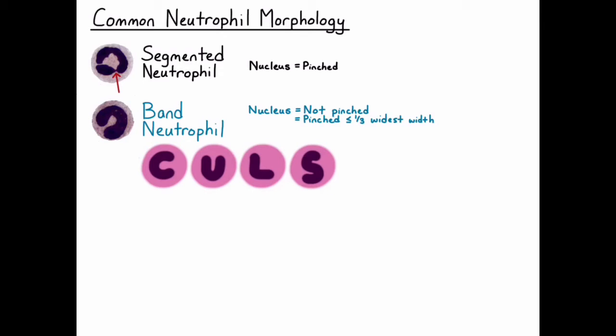So I have drawn 4 neutrophils, each with band-shaped nuclei, and you can see that the band-shaped nucleus can take on different morphologies, and you can relate them to the alphabet, so they can have a C, U, L, or S morphology. And when I talk about the widest width of the nucleus, I'm talking about this area here. So if we have a pinch to the nucleus that is just a little pinch, just a little indent, less than 1/3 that widest width, then we call it a band neutrophil.